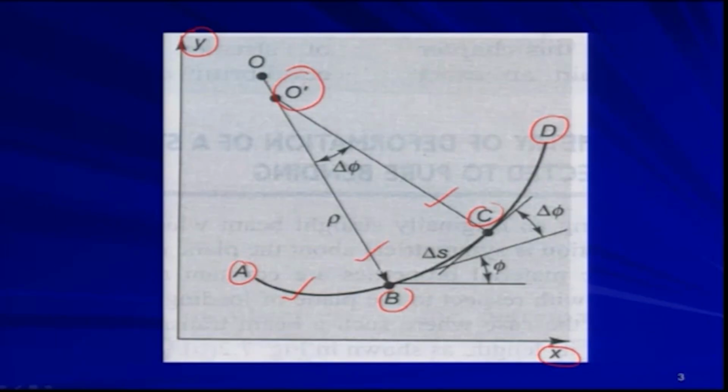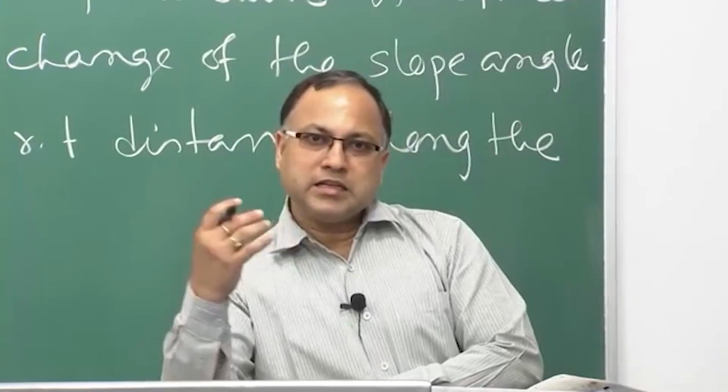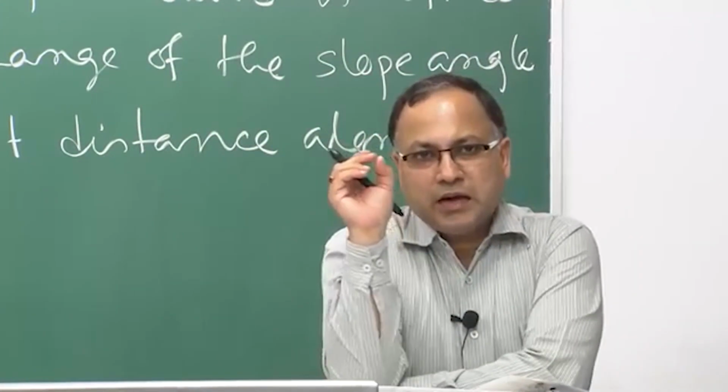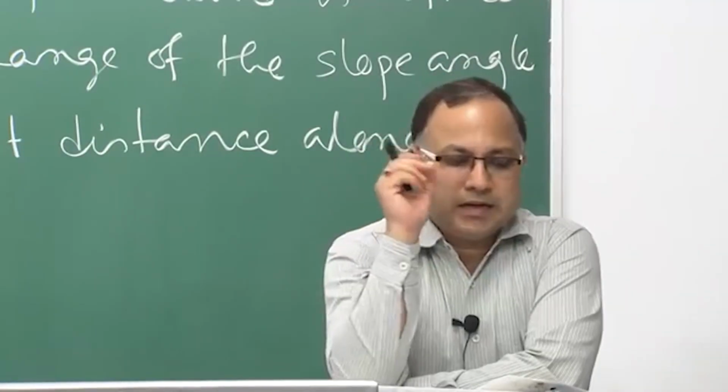Now, the change in the slope angle between B and C, between this point and this point, is nothing but delta phi. That is the change in the slope angle between B and C, because this curve is showing you that at each and every point the slope is changing. So, the change in slope between B and C is delta phi.